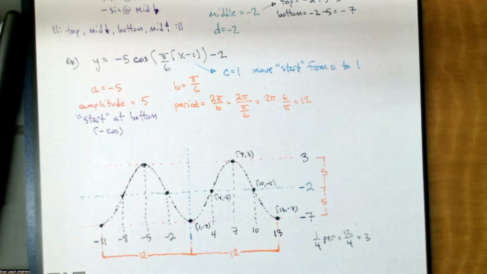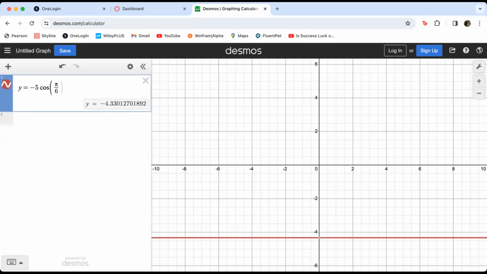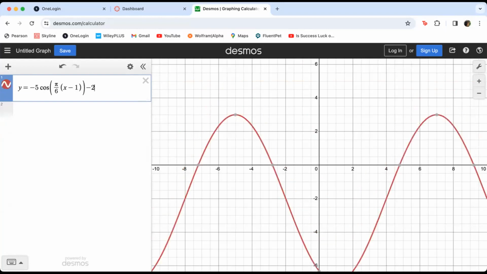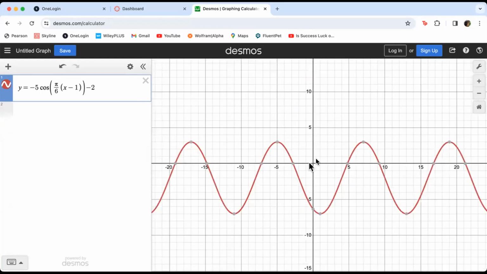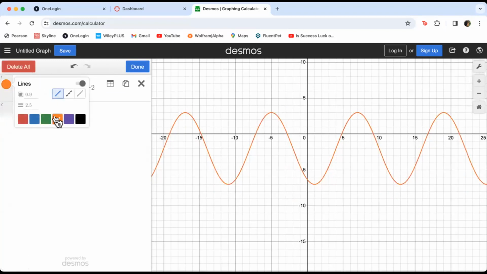Now we would want to check this. We can check this by plugging our equation into a graphing calculator. Well, it looks like a sinusoid. Cosine was orange last week, wasn't it? I think so.